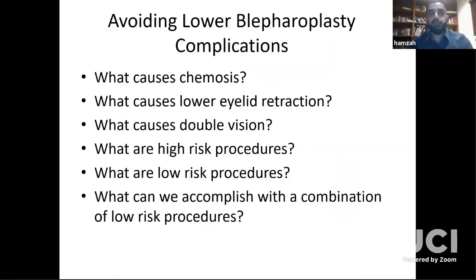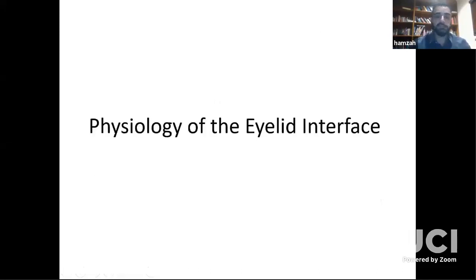Now, lastly, just looking at avoiding complications in blepharoplasty. So just as with upper blepharoplasty, lower blepharoplasty also has some issues that can become a nuisance for surgeons. And perhaps lower blepharoplasty, more so than upper blepharoplasty, tends to be less forgiving. So we'll go through issues such as chemosis, the lower eyelid retraction syndrome, patients who present with double vision post blepharoplasty, and what constitutes high risk procedures. Well, what techniques are more likely to cause these complications, and which techniques are less likely, and can we accomplish this with a combination of low risk procedures?